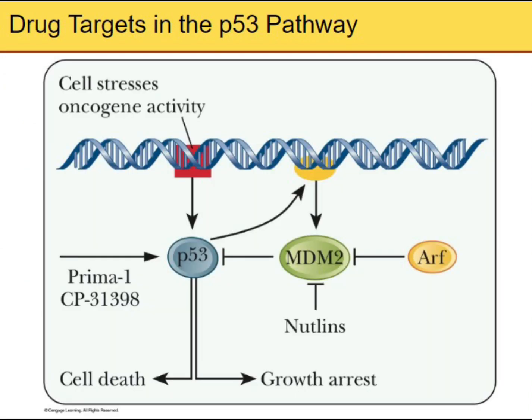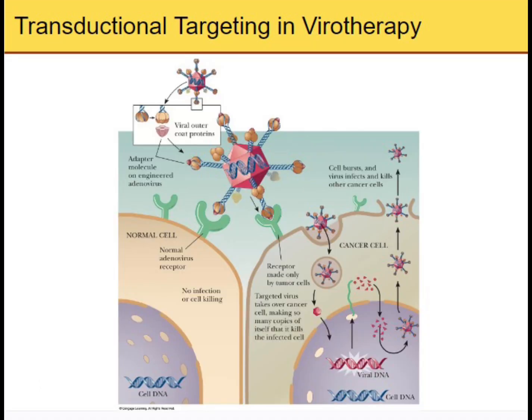This slide shows the drug targets in the P53 pathway. Transductional targeting in viral therapy is another way of treating or destroying cancer cells. In this way, a virus is injected into the body that can affect and kill malignant cells without harming normal cells while stimulating the immune system and creating anti-tumor immunity.